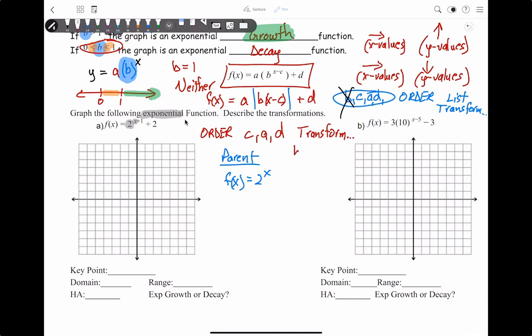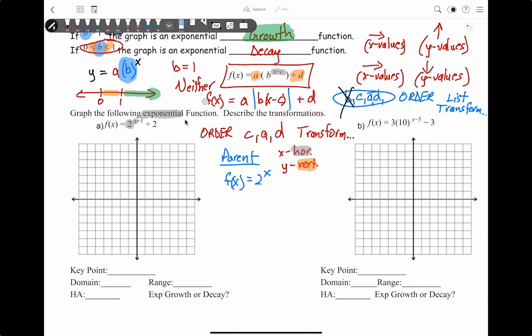Anything in the power is horizontal if it's with the x, and if it's with the y, it's vertical, okay? So let me highlight that. Anything up here will be horizontal, but anything down here in front of that base and over here adding will be a vertical. Okay, so that's the way we're looking at it with this particular parent function.